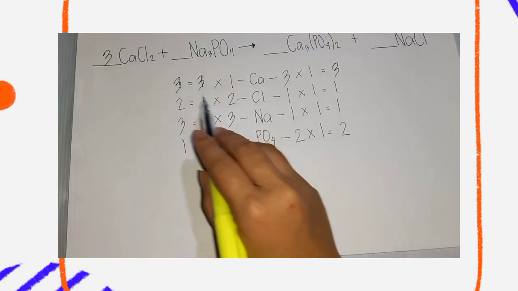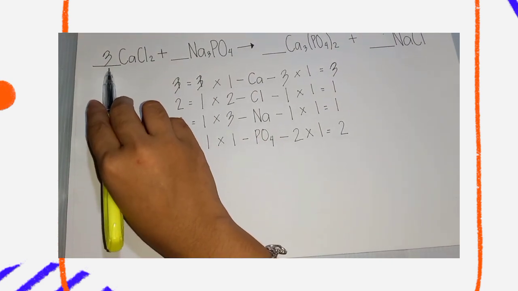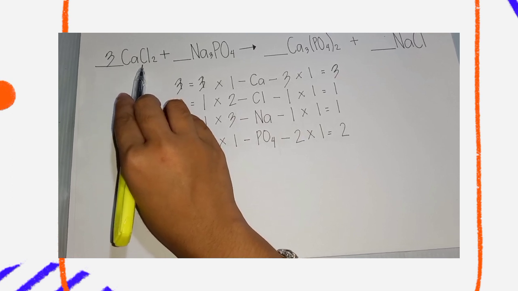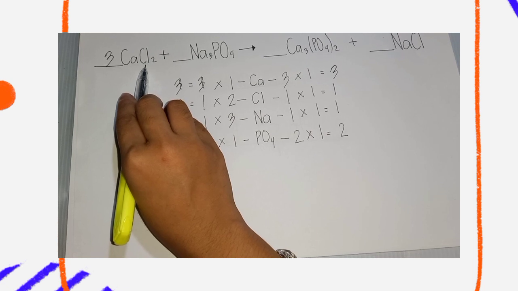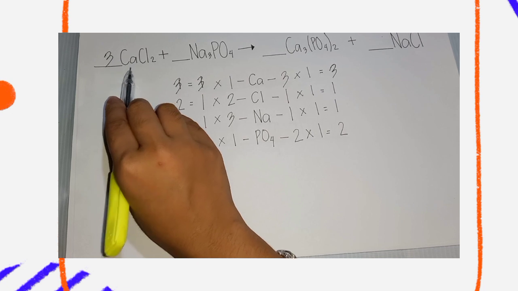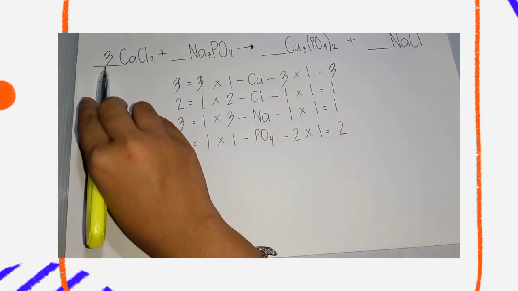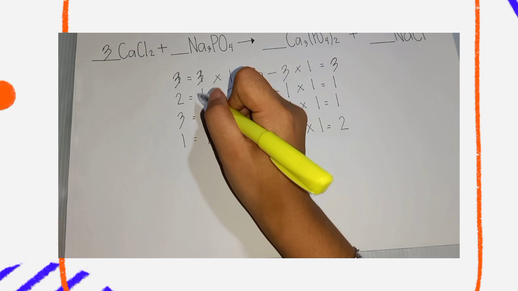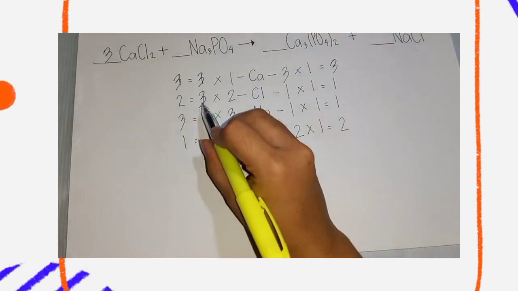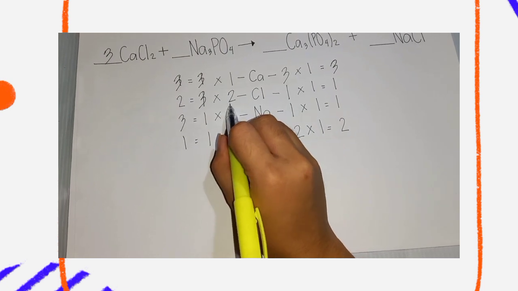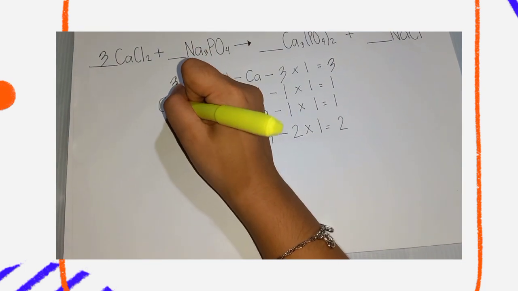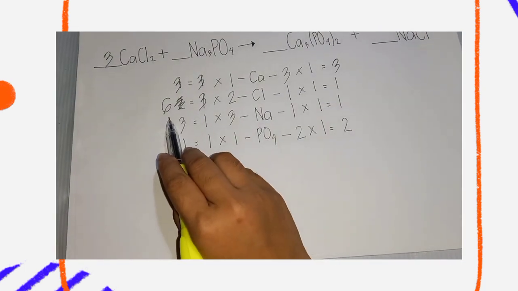As we write 3 as the coefficient for calcium, the coefficient for chloride is also affected. We need to also change the coefficient of chloride to 3. So now we have 3 times 2. 3 times 2 results in 6. So we have now 6.